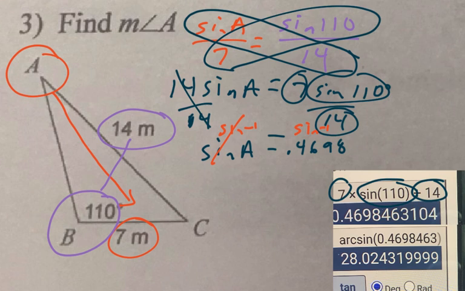So our answer for angle A is going to be the sine inverse, or arc sine, of 0.4698. And that right there tells me angle A must be 28.02 degrees, or rounded off, 28 degrees. And there you have the law of sines, okay?